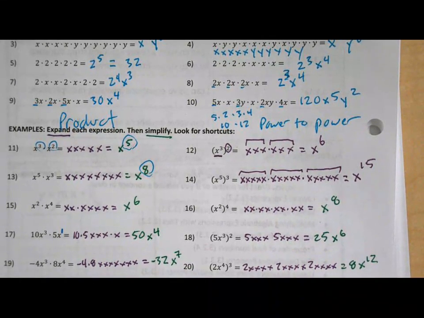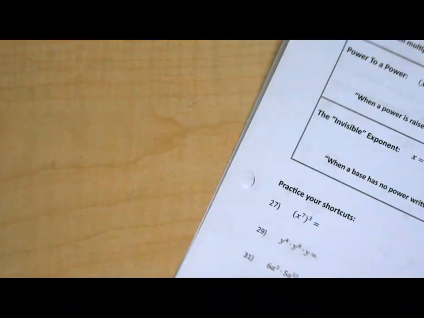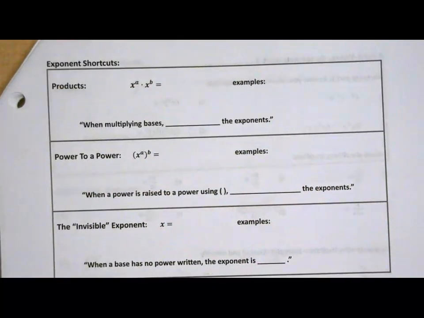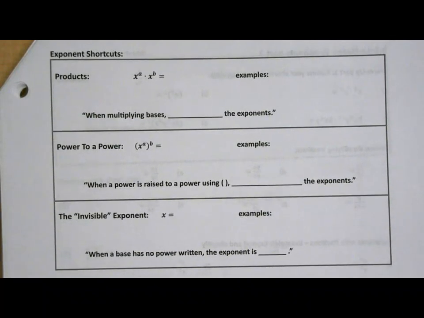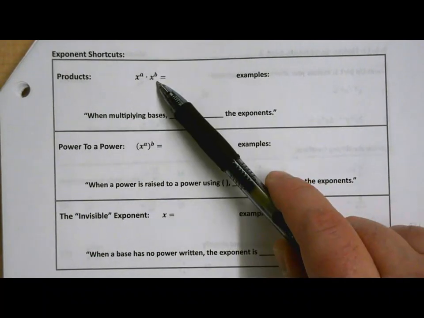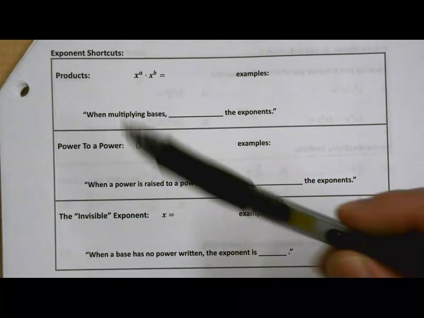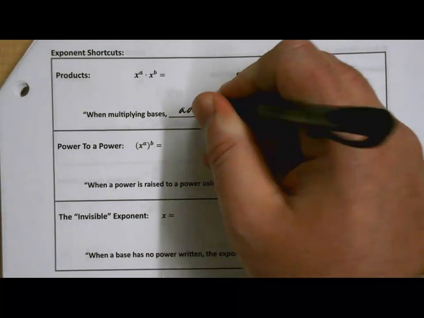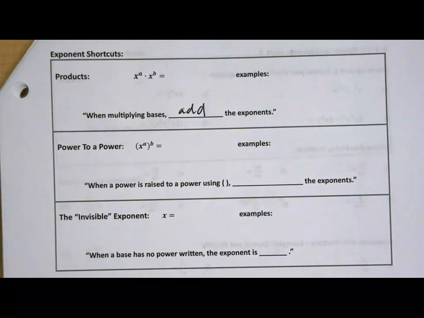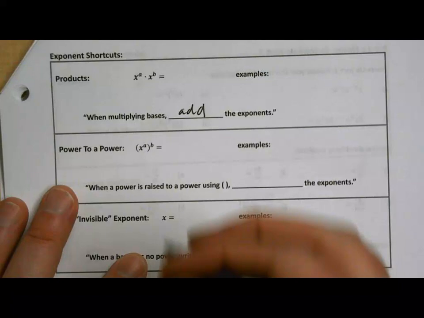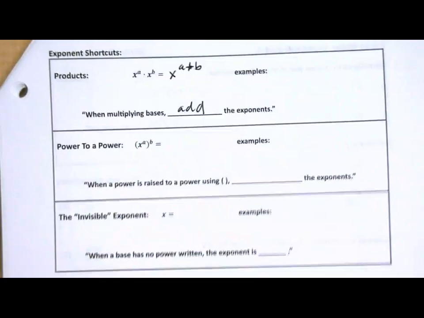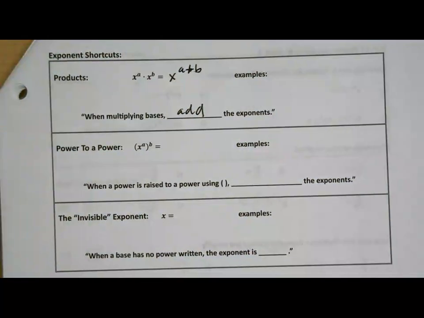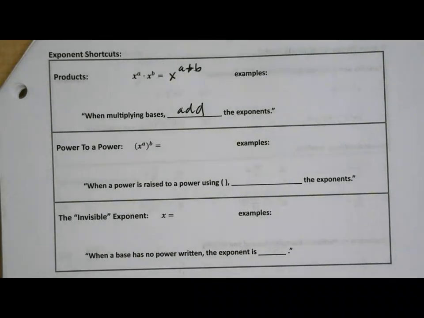So let's flip over on the next page. Pick up those pencils. Let's take some notes on this. Shortcuts. We love shortcuts. We don't have to write out so much. So remind me, in this situation, are we adding or are we multiplying? We are adding. And in our notes here, let's write this as x to the a plus b. And let's come up with a really nice example here.